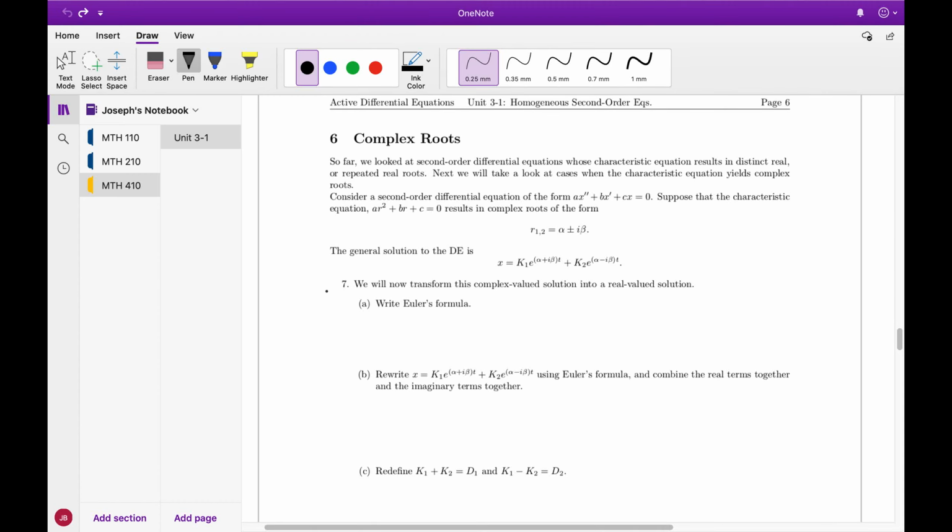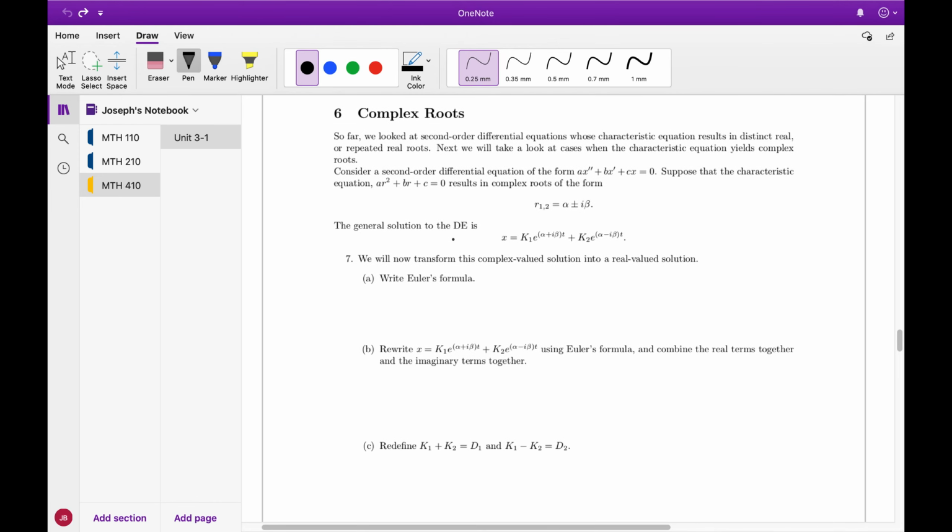Today, in this video, we're going to talk about what happens when you have complex roots of your characteristic polynomial. And so here, we saw in the last videos that if our differential equation looks like this, its characteristic equation becomes ar squared plus br plus c. And let's now suppose that those roots that we get are complex conjugate roots, so alpha plus or minus i beta. This should be somewhat familiar since we've dealt with complex roots of characteristic polynomials in the past.